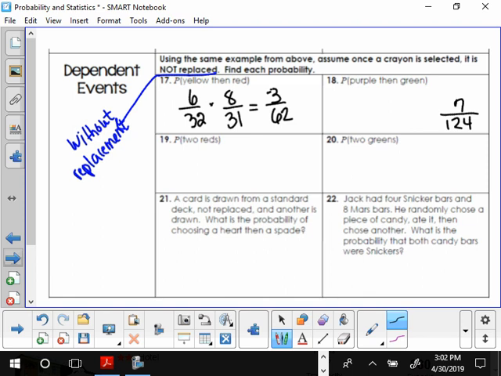Probability of 2 reds. I reach in, pull out a red, there's 8 reds, there's 32 in the crayon box. Or the bag, wherever we have them. Okay, it's without replacement, so I don't replace it. My sample space is now 31. Okay, so think about what happened. I had 8 reds, now I have 7.